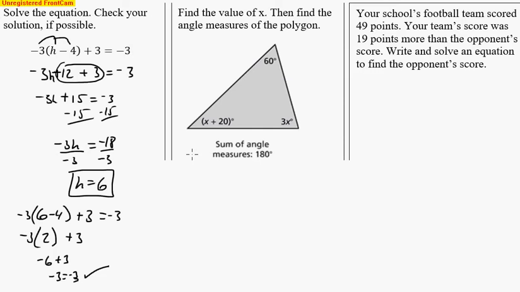Here we're supposed to do two things: find x, and then find the angle measures of each of the angles in the polygon.